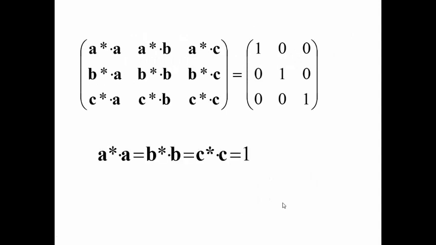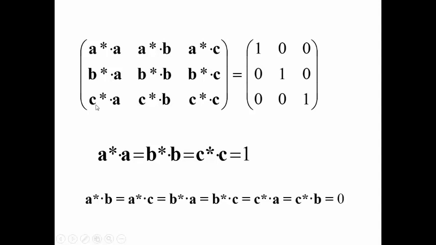So if you notice, that gives us some special values. a·a star, b·b star, and c·c star fall along the diagonal, so they're all going to be equal to 1. And all the rest of them, such as a star·b, are the off-diagonal terms, and they're going to be defined as 0.